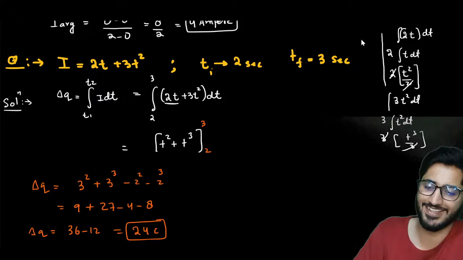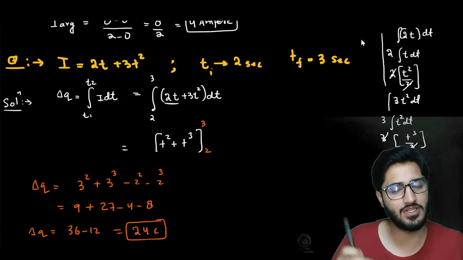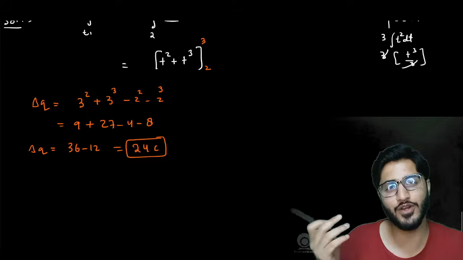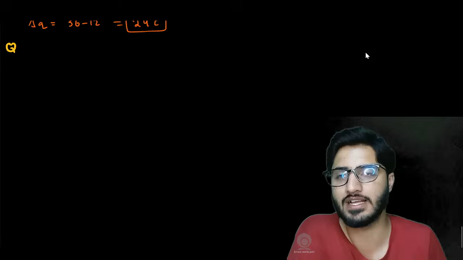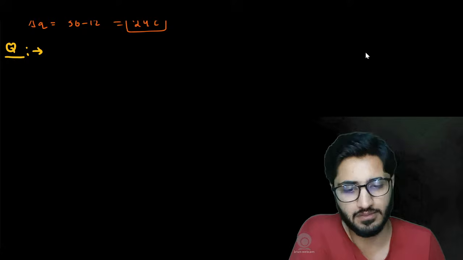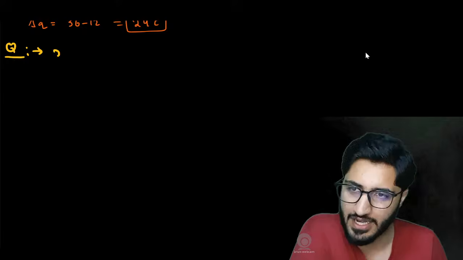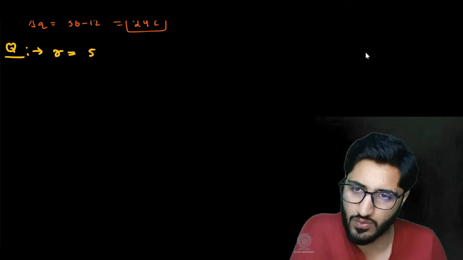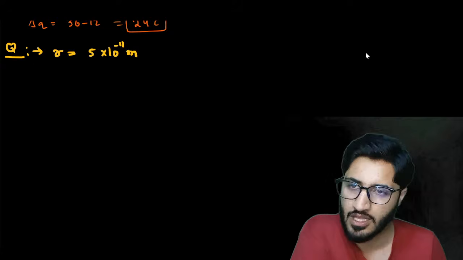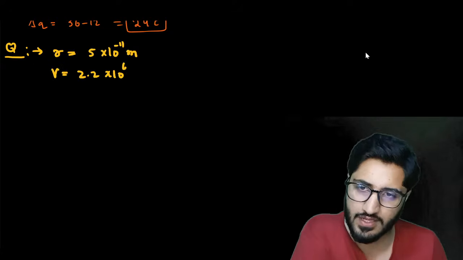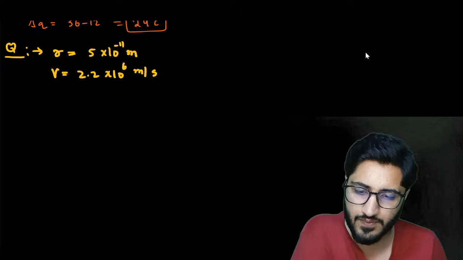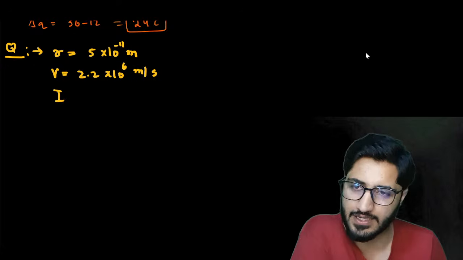Okay, let us do a numerical based on the hydrogen concept. And the question is, we had the hydrogen atom and my radius is given. Radius is 5 into 10 to power minus 11 meter. Speed is given as 2.2 10 to power 6 meters per second. I need to find the current.